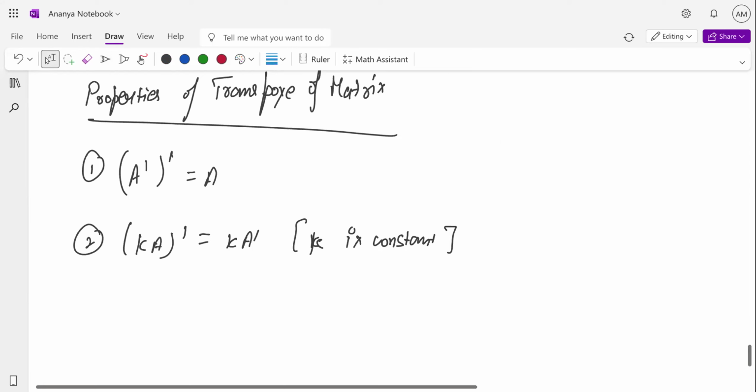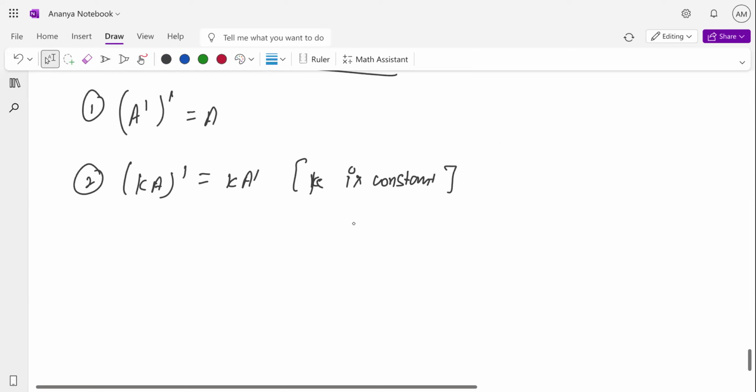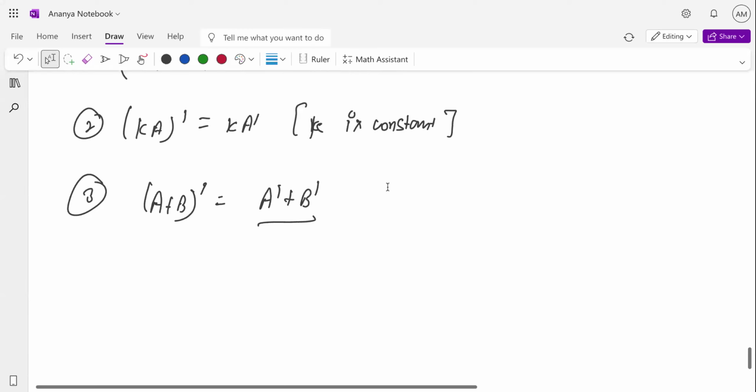Okay. The next one is this thing: A plus B transpose. It is not working as a power, it will come out as A dash plus B dash, the individual transpose of both. Clear? Yes, sir. And the last thing, A B transpose, it comes out as A dash B dash. These four are the important properties. Okay?